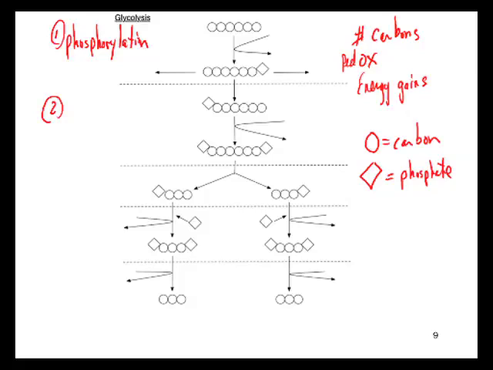So the second phase then is what we call the priming phase. Three is the cleavage phase, because what we will see is that a 6-carbon molecule breaks down into 2 3-carbon molecules. Essentially, it's splitting in half. Step 4 is the oxidation phase, and step 5 is what we call the dephosphorylation.